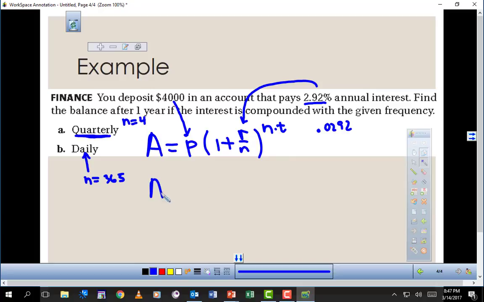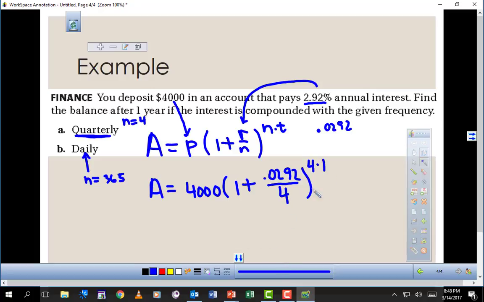Okay, so it looks like in case number 1, or part A here, we're going to have 4,000 sitting right here. And then we're going to have 1 plus 0.0292. And we're going to divide by 4 here. And we're going to multiply by 4 here. But let's see, how many years is this? That's 1 year. So we're just going to multiply by 1 there.